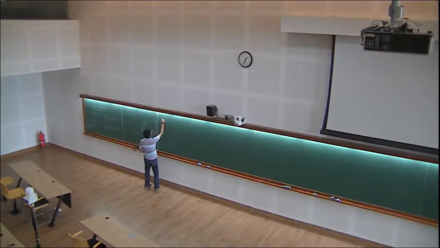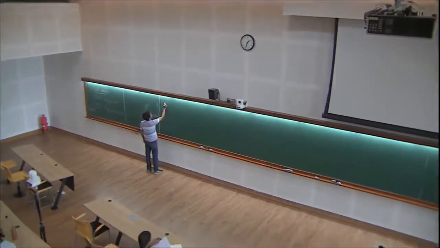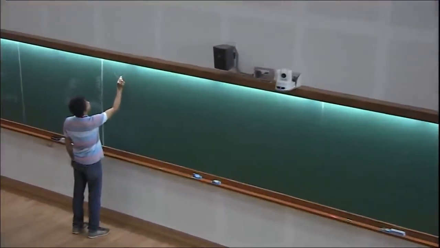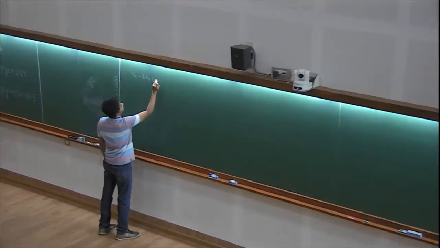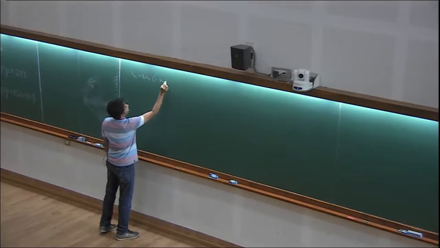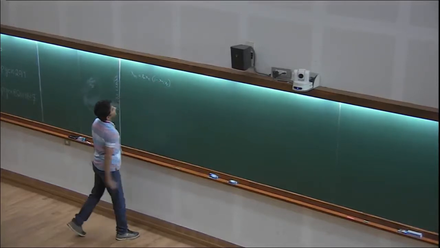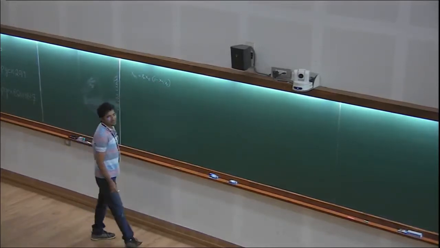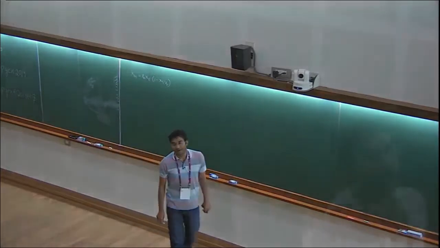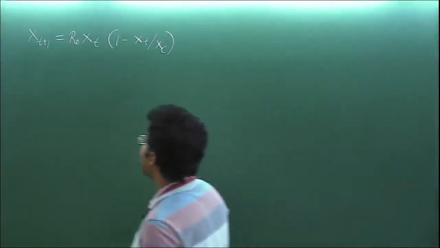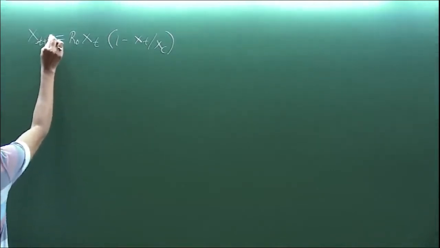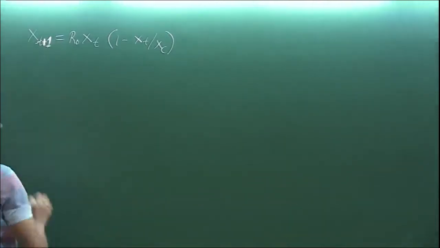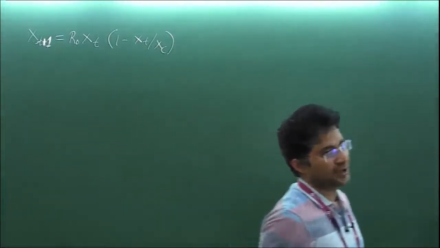So where do we stand now? Let us write down the last equation that we wrote. Okay, this is called the logistic population model, and we have to be explicit about the fact that it's a discrete time model, meaning we jump from one generation to another generation.